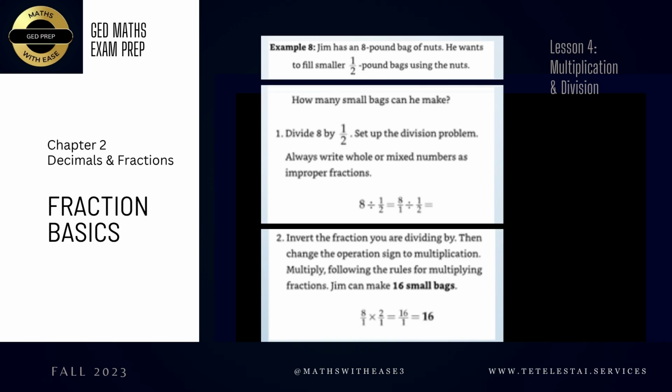So we've written our whole number as a fraction. We're going to flip the right-hand side, and now we can multiply across. 8 times 2 is 16. 1 times 1 is 1. And so Jim, if he has an 8-pound bag of nuts and he has half-pound bags that he wants to fill them up with, he can fill a total of 16 half-pound bags with 1 8-pound bag. Okay.